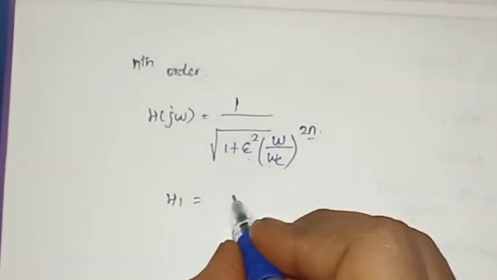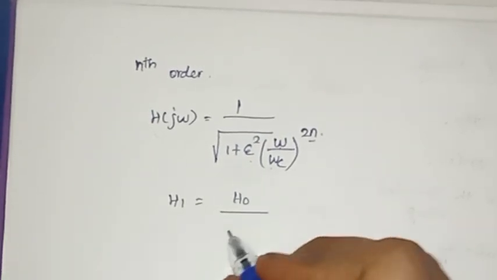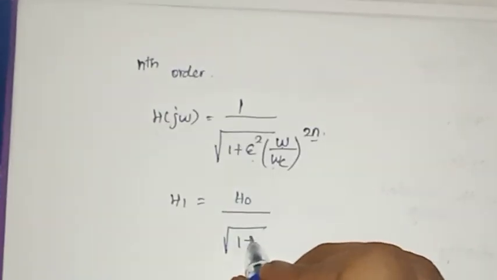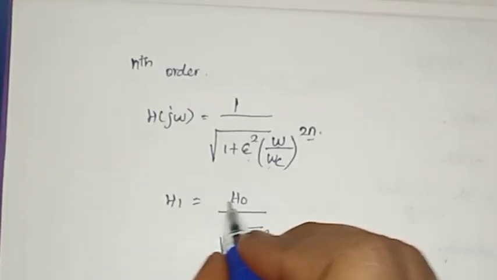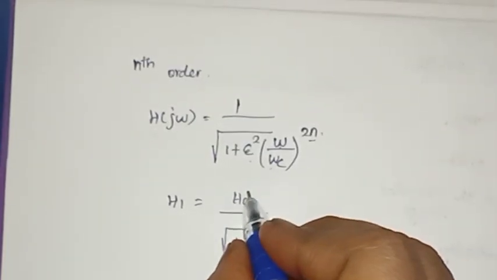Here H1 equals H0 divided by root of 1 plus epsilon square. Here H1 is minimum passband gain and H0 is maximum passband gain.